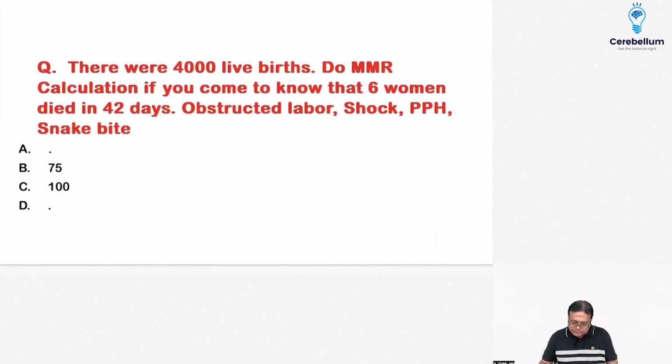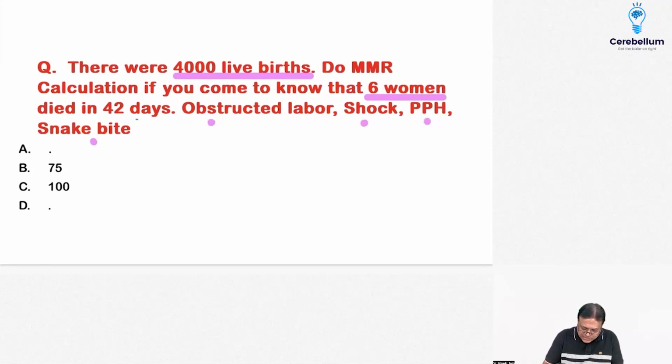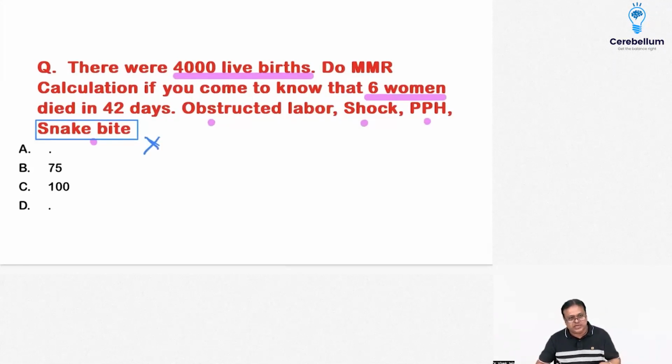Okay, this was some sort of question I heard that there were 4,000 live births, 6 women died, but students were saying there were questions mentioned about obstructed labor, shock, PPH, snake bite. So I can tell you, depending on the numbers given, snake bite will not be included. Why so, friends? Because maternal death has to be related to maternity or its complications. Maternity or its complications.